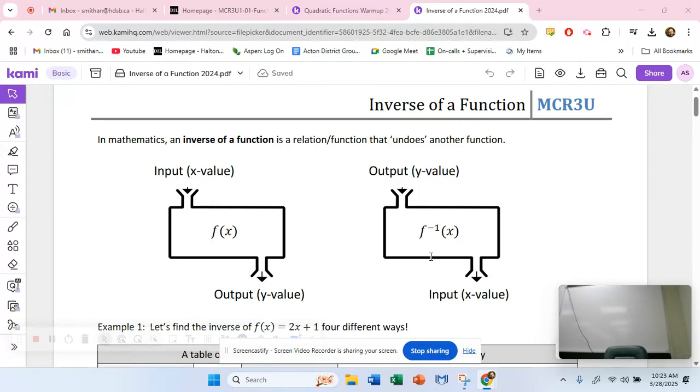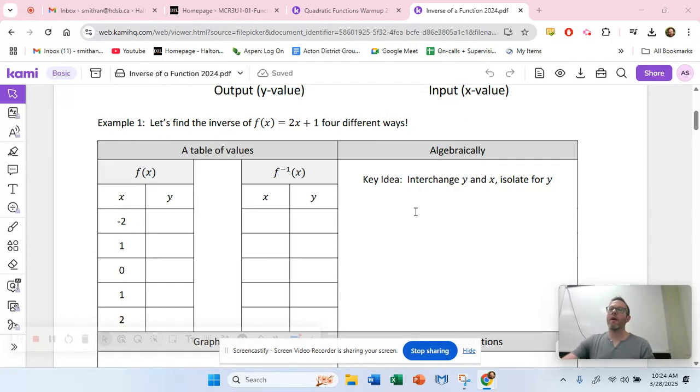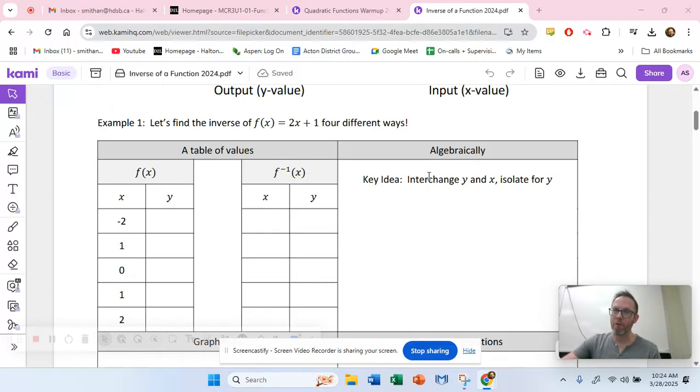We're going to do a few examples where we find the inverse of a function. The first one is a line, the second one's a parabola, and the third one is another step up. We'll ramp things up as we go. All right, we're going to find inverses four different ways to hopefully solidify what's happening. The first way is a table of values.